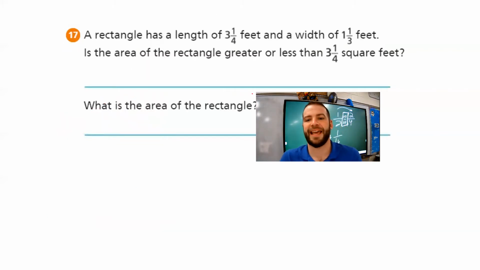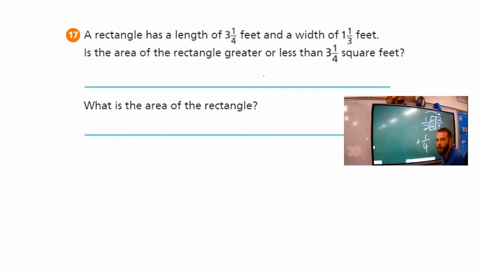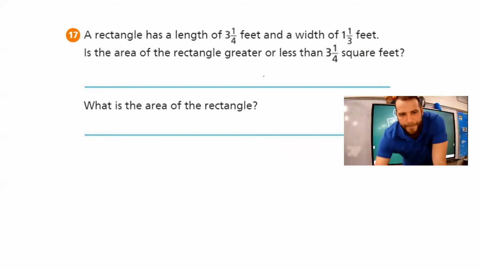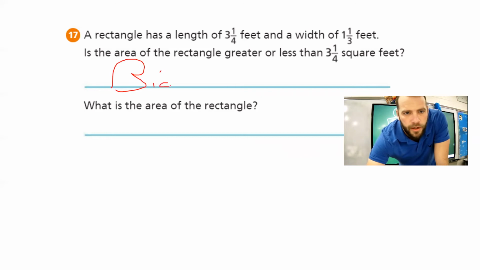A rectangle has a length of 3 1/4 feet and a width of 1 1/3 feet. So 3 1/4, 1 1/3. Is the area bigger or smaller than 3 1/4? Well, this is getting multiplied by a number bigger than 1, so that's going to find your area. So the area is going to be bigger. So you can put bigger. Bigger or greater?